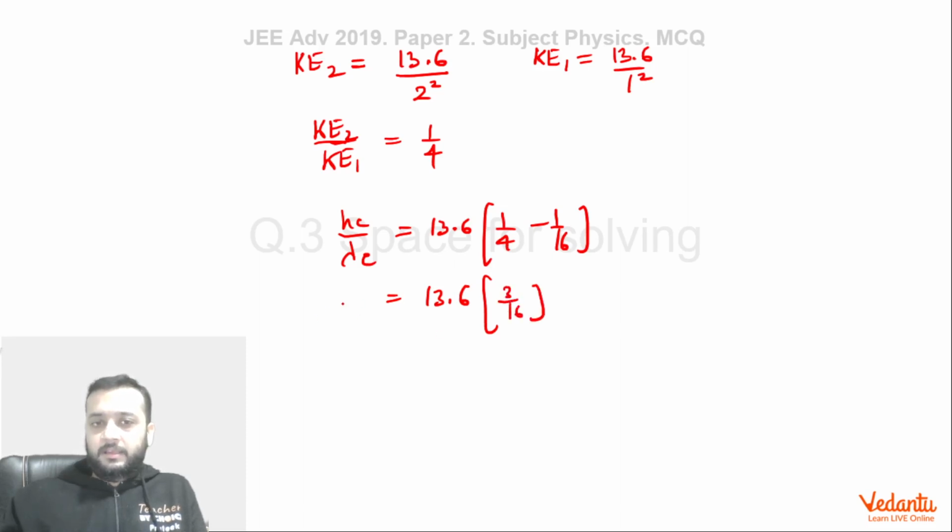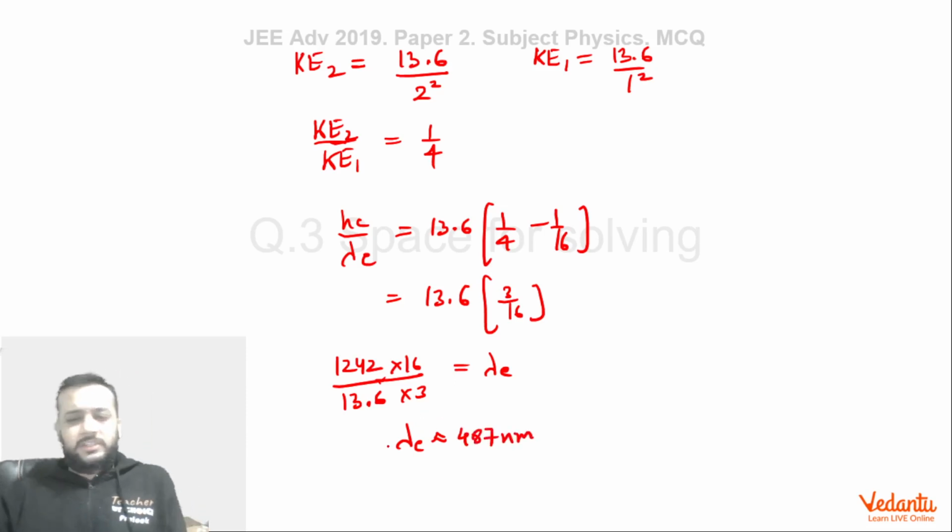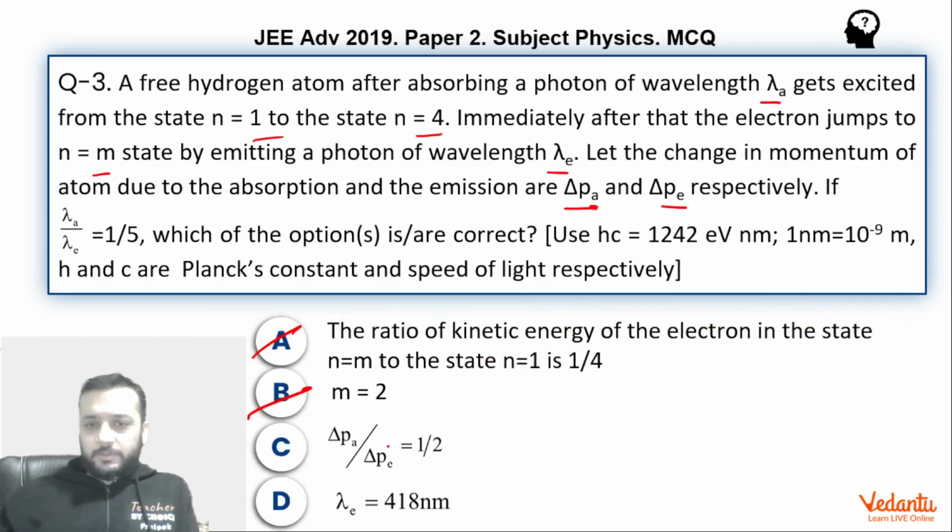ठीक है? So now if you use the formula 1242 upon this value 13.6, ठीक है, into 3 into 16 equals to lambda e. So lambda e is approximately तुम्हारा 487 nanometers के आसपास आ जाएगा if you do the calculations. So but the given option is 418, so this is not right.